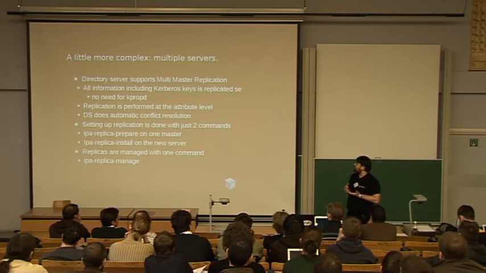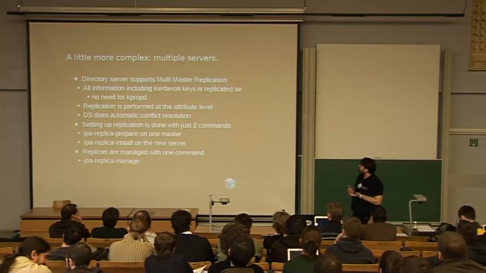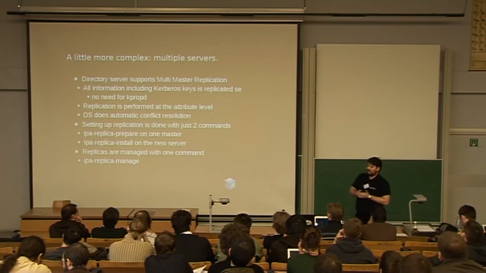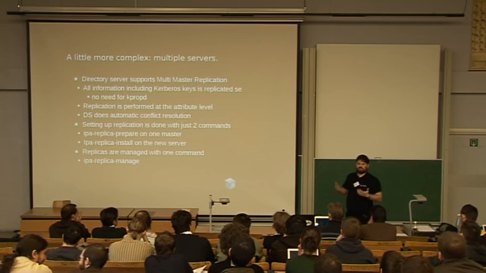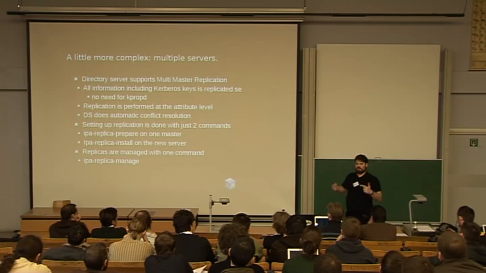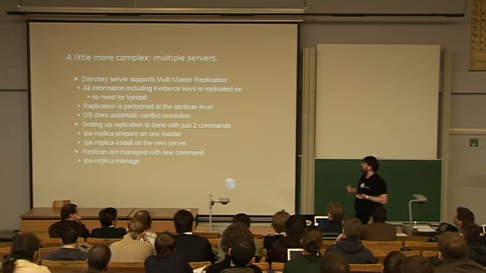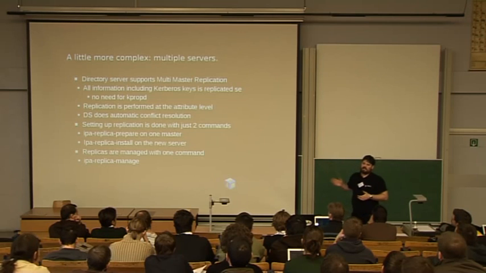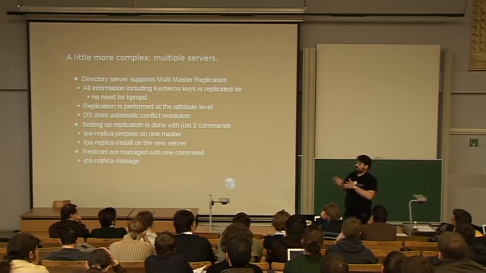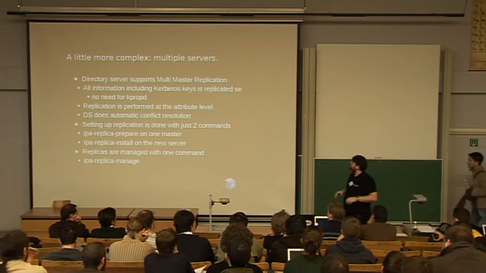Directory Server has a very mature multi-master replication. It can replicate all the information at the attribute level on all the servers, so that when you change something on any of the servers, that information is replicated immediately to all servers. It also meant that we could avoid using the Kerberos replication server kpropd, and instead of having one master Kerberos server and many slaves, we have multiple master Kerberos servers as well.